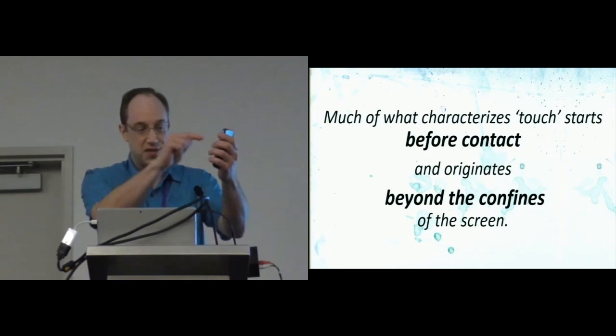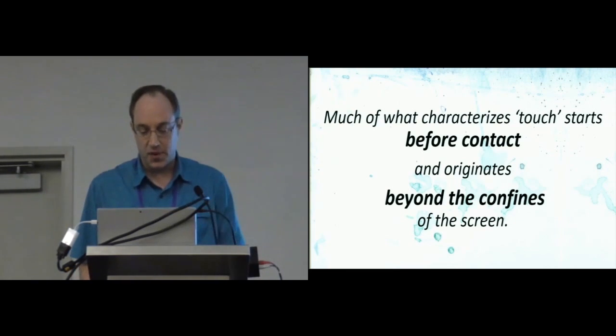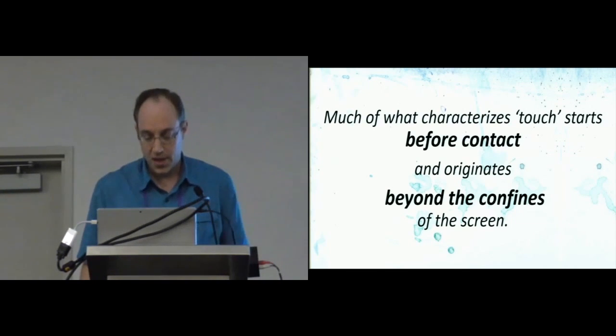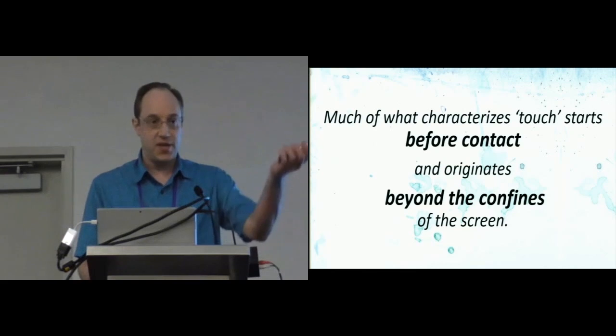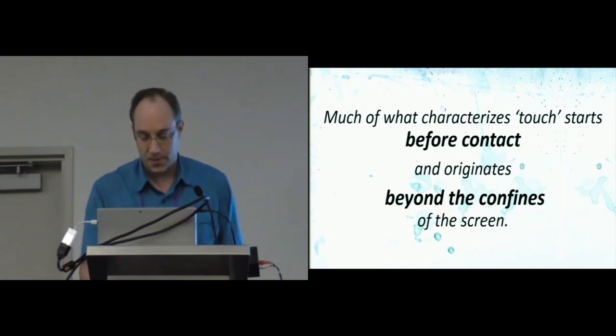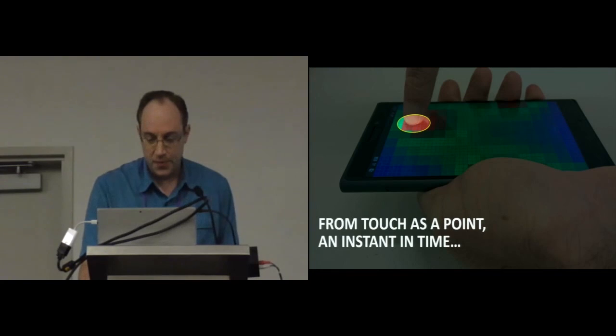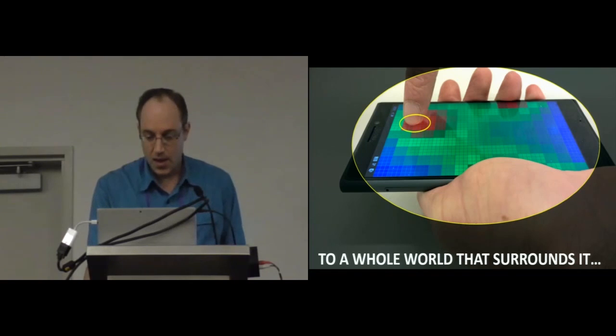And then they reach for the screen with their opposite hand, often the preferred hand. Or they might interact with it with a single thumb, or they might come with a pinch. But I am touching my device now, even though it's not being sensed by the system. So we can go from this view of touch as a point at a particular instant in time, and expand that out to this whole world that surrounds the device, above and around the screen.